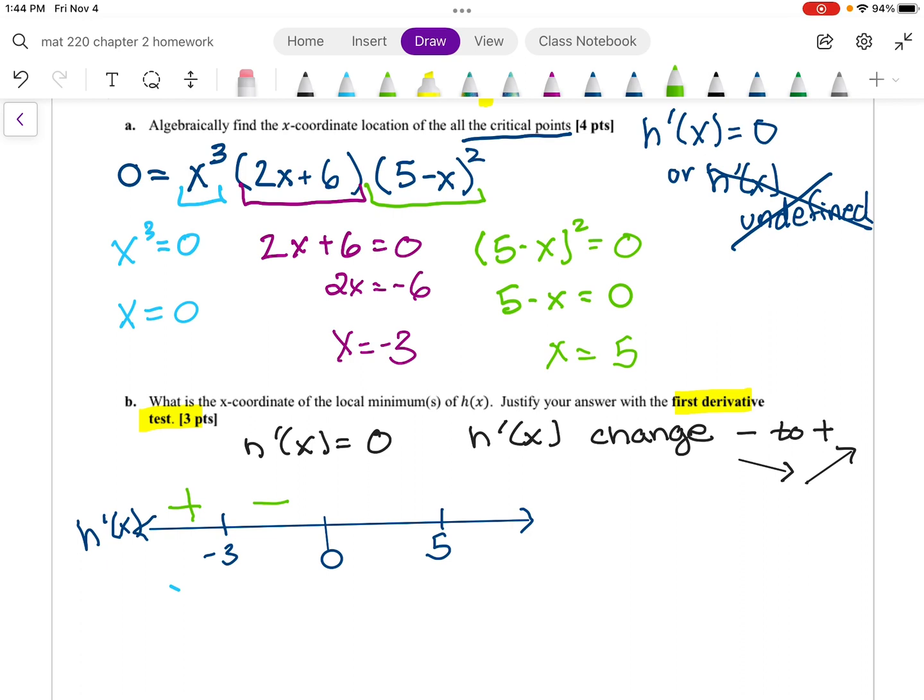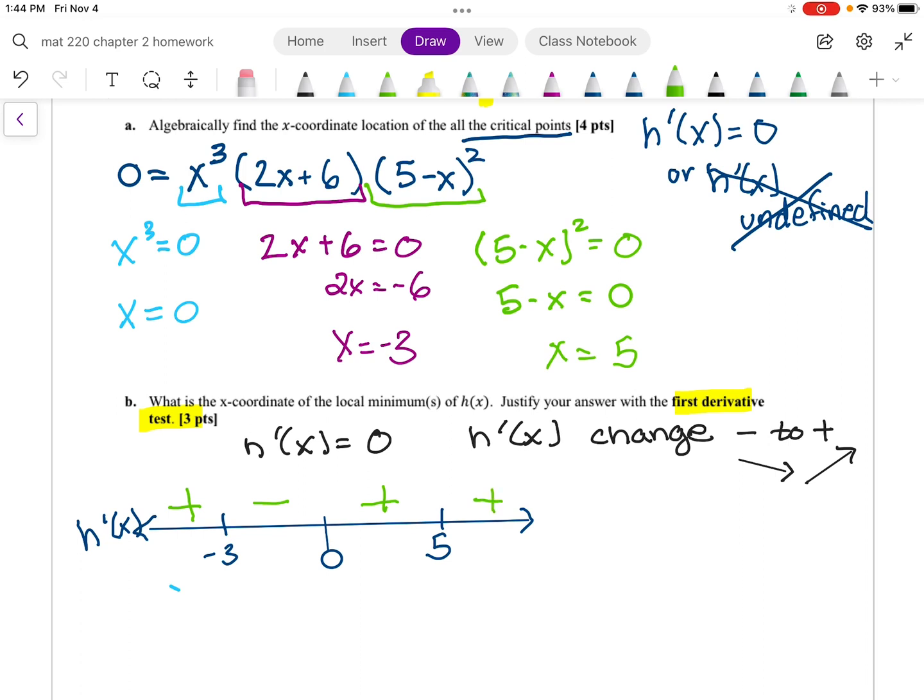And then I keep repeating. So I need to check, okay, at 0, do I flip to increasing? If I plug in 1, 1 cubed is positive, 2 plus 6 is positive, and then positive. A positive times a positive times a positive stays a positive value. And then again at a number bigger than 5, going to result in another positive number.